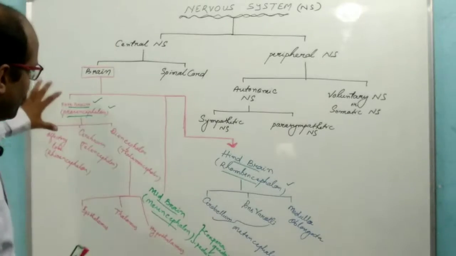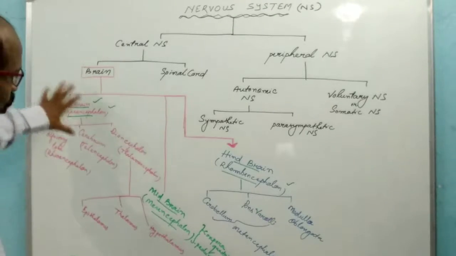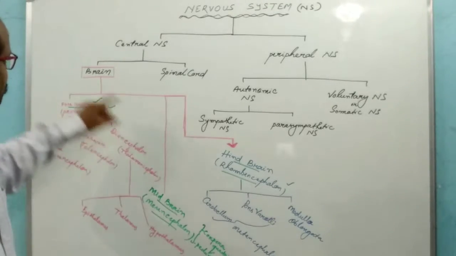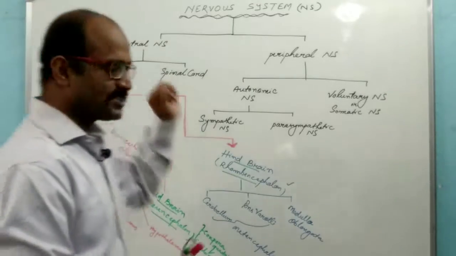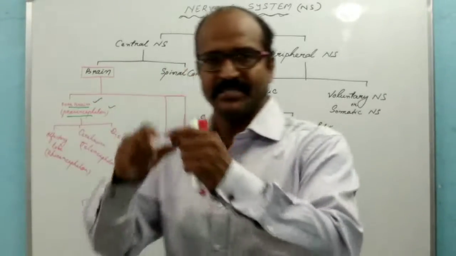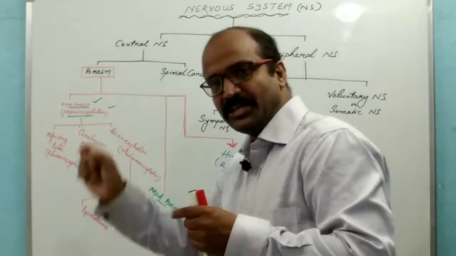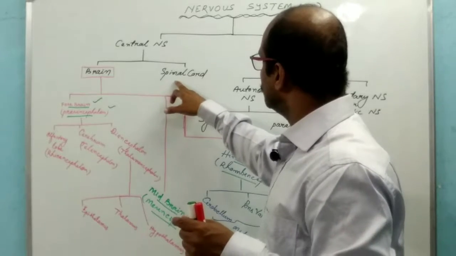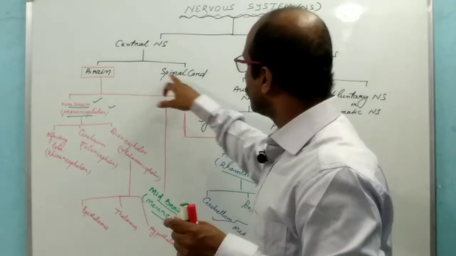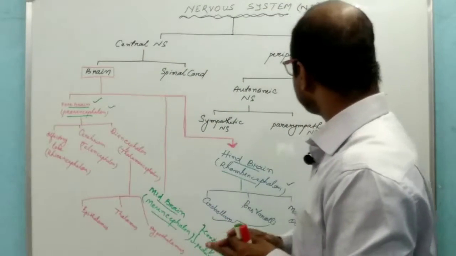So these are the very important parts of the brain, and you have to memorize all the parts and all the names of the brain. And now come to the spinal cord. The spinal cord arises from the brain and descends into the neural canal of the vertebral column. So this is the spinal cord and the brain, which form the central nervous system.